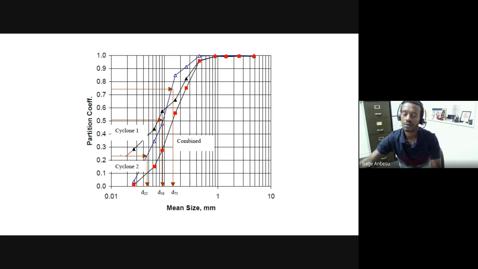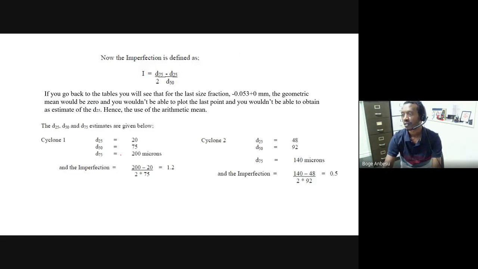For the first one, I think you need to extrapolate a little bit to get the D25, because you're going to have data points one way or the other. So you can consider extrapolating the curve, which may not be ideal, but I think that is the situation. And you get these values here. So for cyclone 1, imperfection is about 1.2. Cyclone 2 imperfection is about 0.5. So comparing the two, you can say the second cyclone is a lot more efficient.